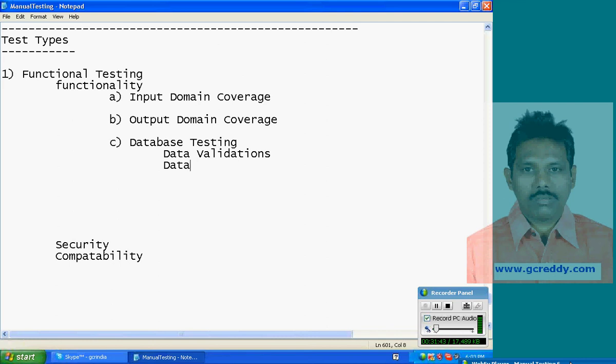Next, data integrity. What is data integrity? Yes. Data is storing in correct places or not. See, correctly storing means all records are stored, and stored in the correct places. Correctness and completeness. Correctness and completeness.